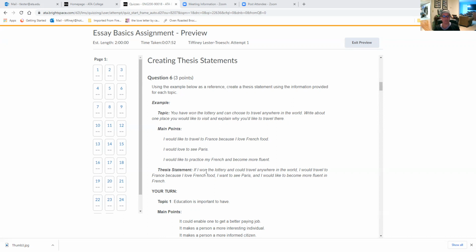Right? You're not adding anything, you're not adding any new information, right? You're not leaving out any of the main ideas either. You've got to take the main idea of the topic and the main ideas of each main point to create that one single grammatically correct focused thesis statement. You're going to do that twice.